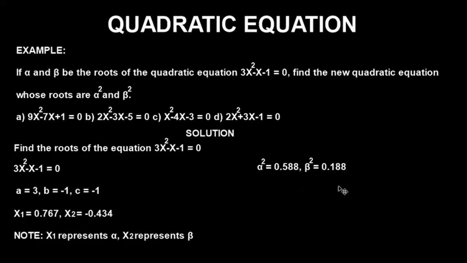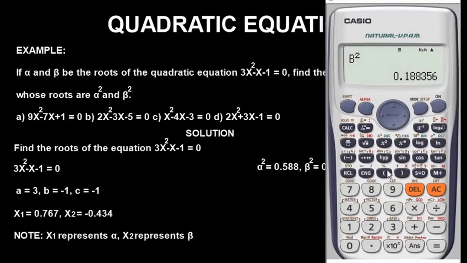Next thing you will do is to find the quadratic equation whose roots, whose S1 and S2, will give you these values. So let's do it now. It's very, very simple. You wipe this and go back to equation mode, category 5, option 3. So let's begin with option A.